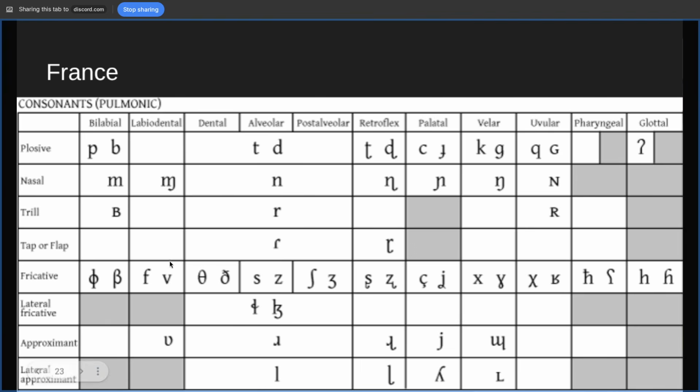Yeah, so the English letter R in the IPA would really be a trill. So that would be like, France. Reverse R, yeah, exactly. So the approximant is the one that we want here.